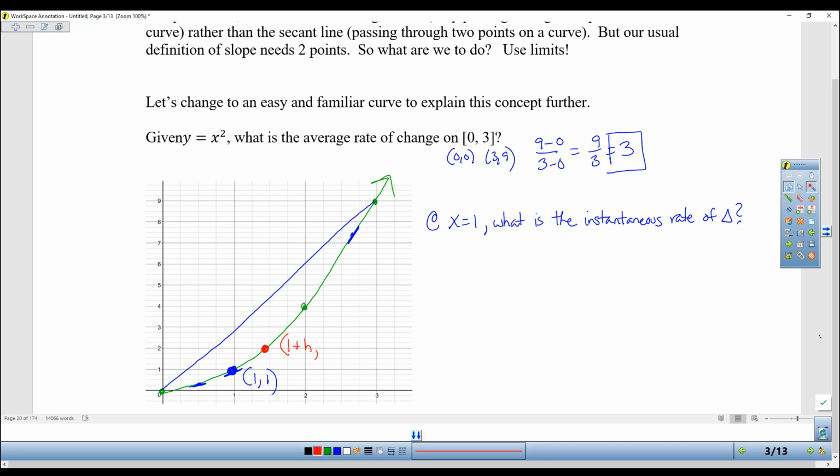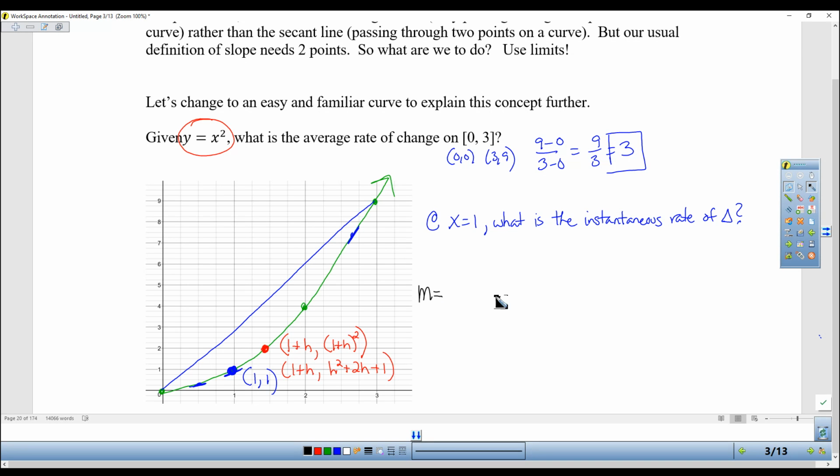Now, if the x value is known, how do you find the y value? You plug it into this equation. So I'm going to do that. The y value is 1 plus h squared. Now that's not very helpful, so I'm going to just expand it. So I get h squared plus 2h plus 1. That's the y value. And then I'm actually going to calculate the slope.